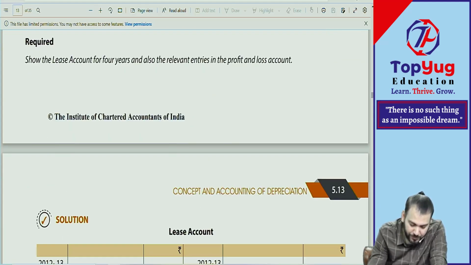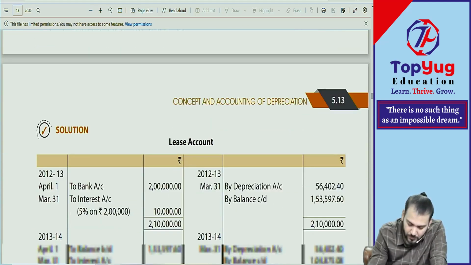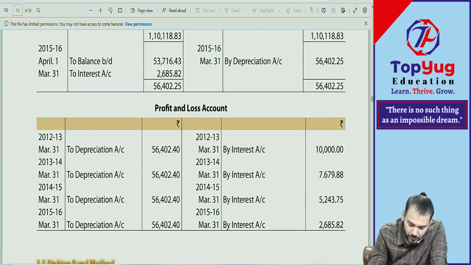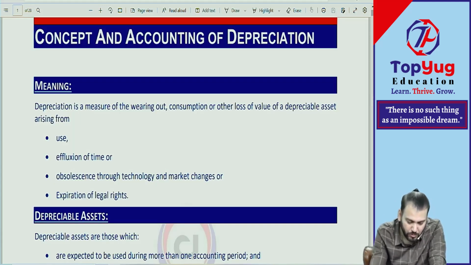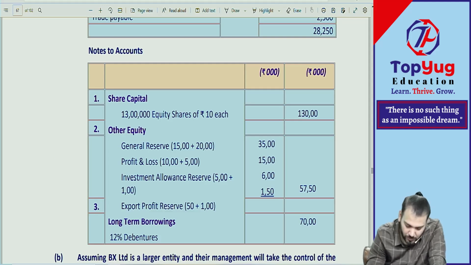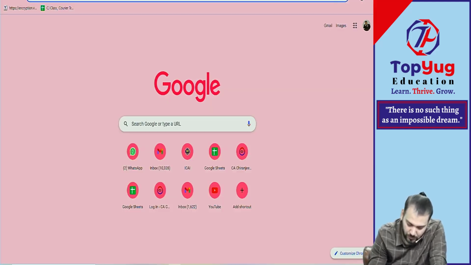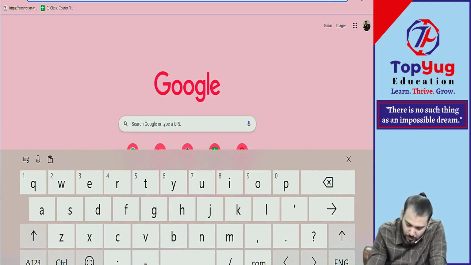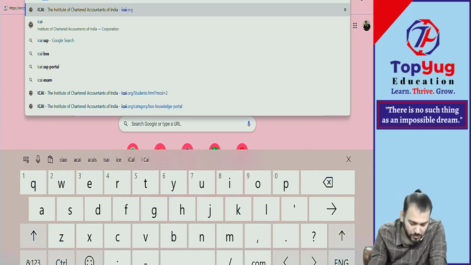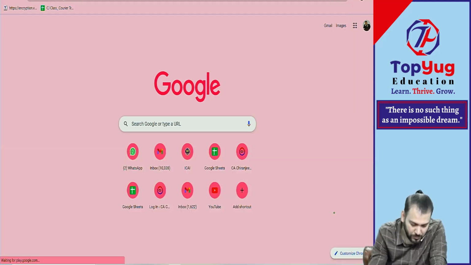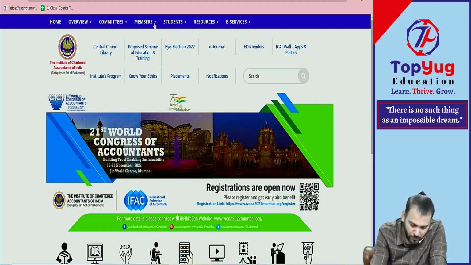Then what? But this is not, this has been changed. This is an old book. You have the book? New book? You don't follow the ICAI book, na?